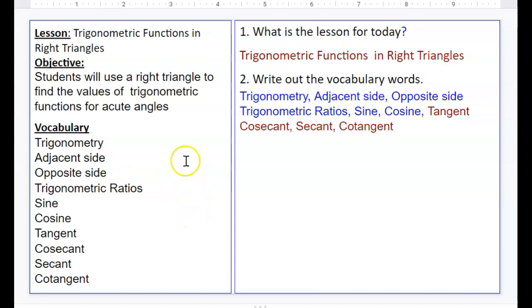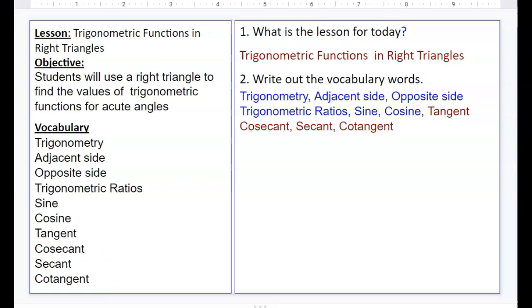So by the end of this lesson, you should be able to use a right triangle to find values of trigonometric functions for acute angles. And the vocabulary words that we will learn during this lesson will be trigonometry, adjacent side, opposite side, trigonometric ratios, sine, cosine, tangent, cosecant, secant, and cotangent.